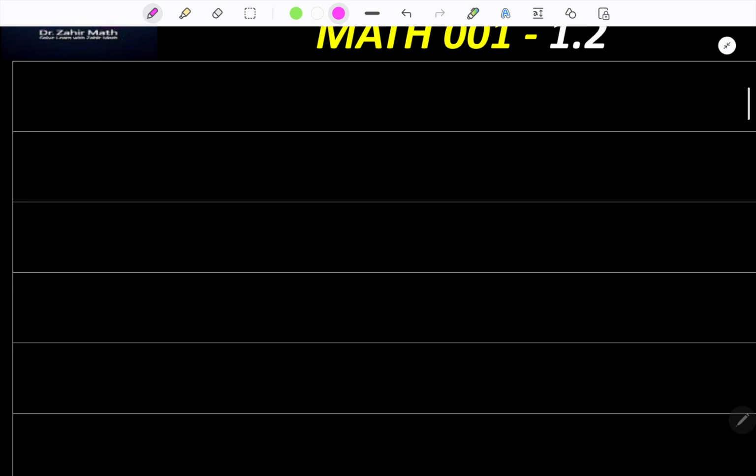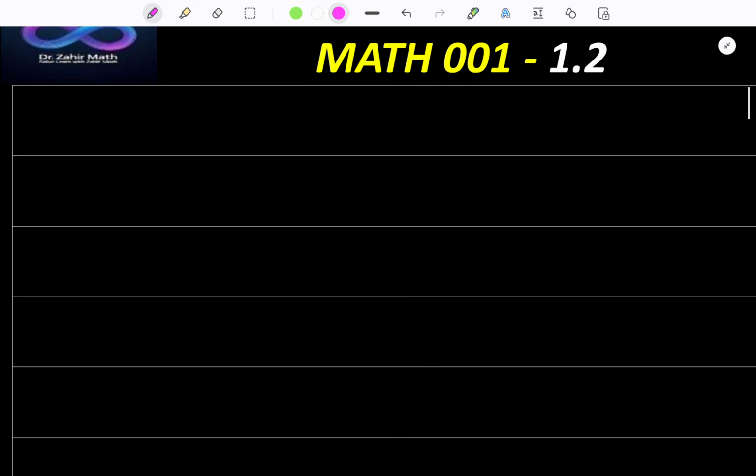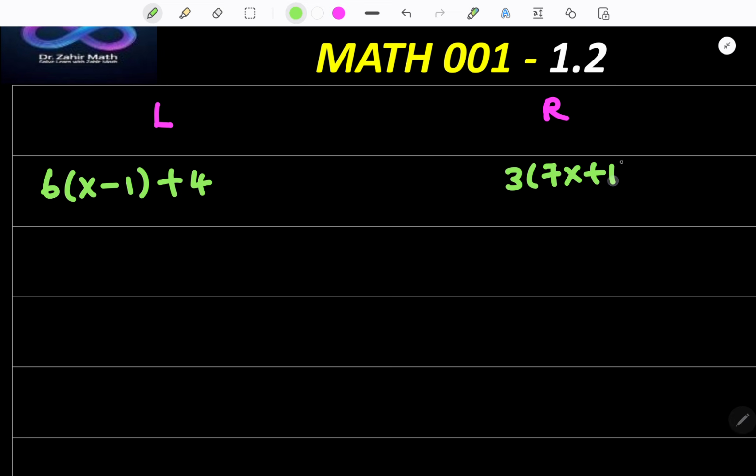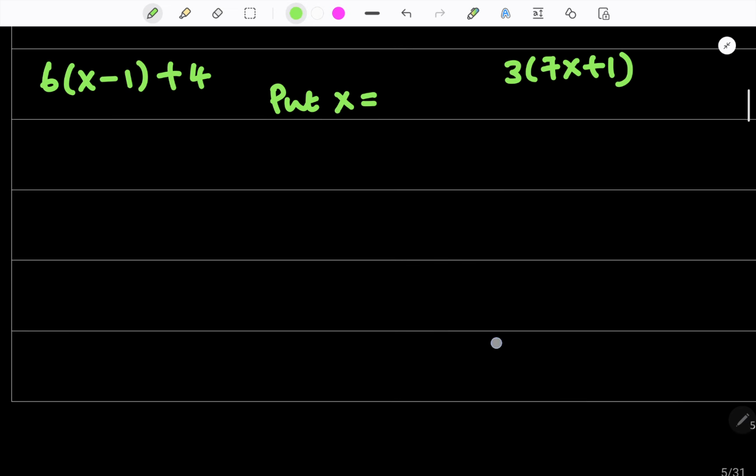Now, I want to check this solution is correct or not. Okay. I want to check what? This solution is correct or not. So, let me take the left side and the right side. So, what is on the left side? Left side is 6 times x minus 1 and then plus 4. What is on my right side? 3 times 7x plus 1. What I'm going to put? I'm going to put x is equal to what? Negative 1 over 3. X is equal to negative 1 over 3.